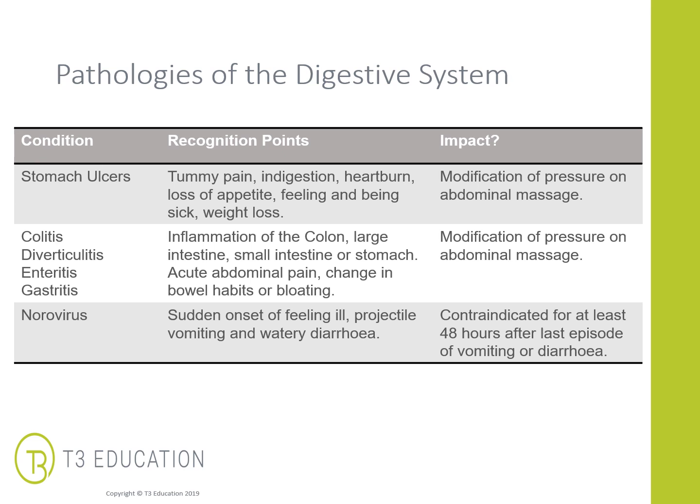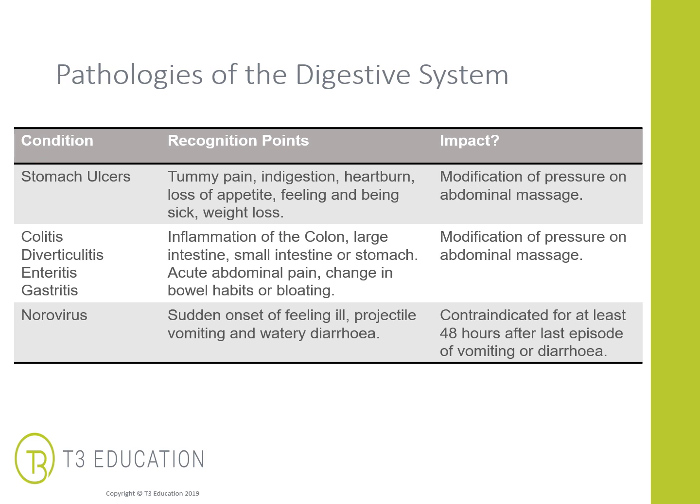Stomach ulcers, again, cause acute pain in the stomach. They can cause indigestion, heartburn, loss of appetite, and a feeling of being full sometimes. Also feeling or physically being sick, and weight loss are some of the symptoms.